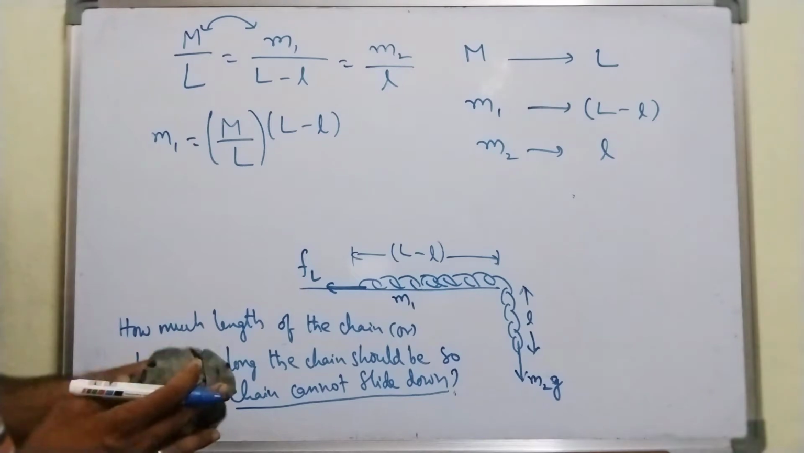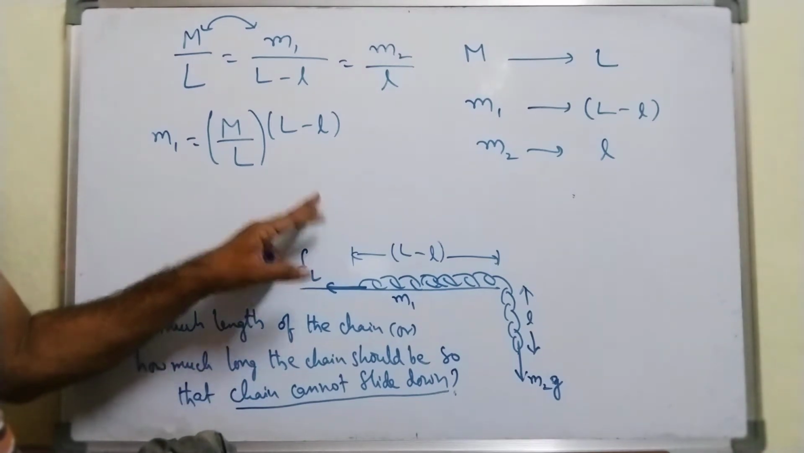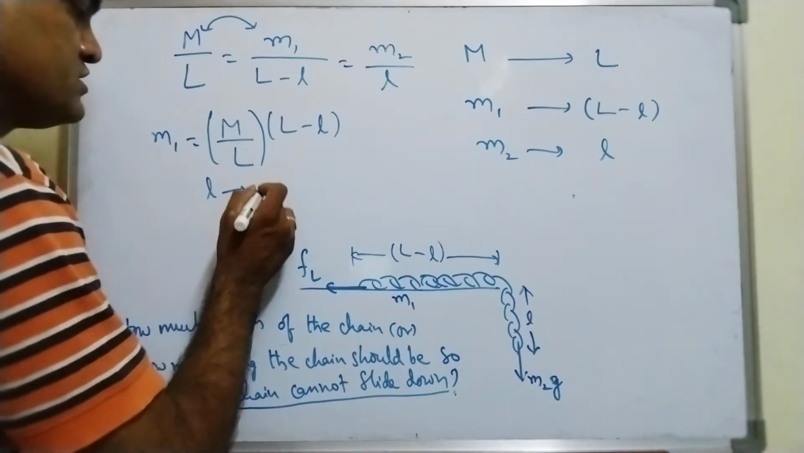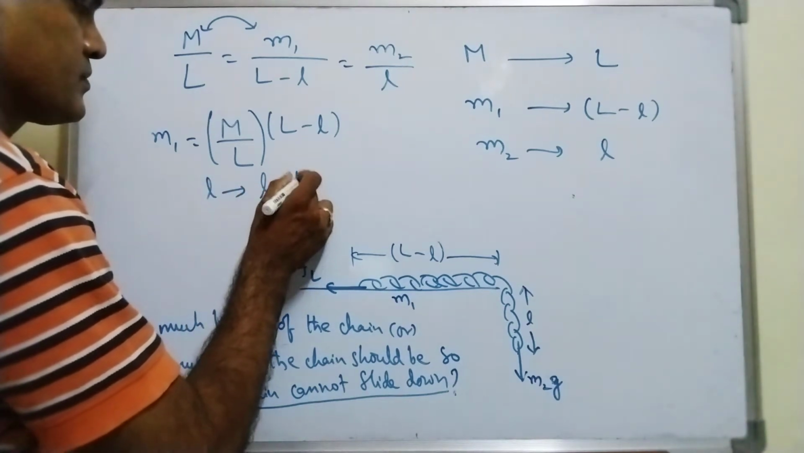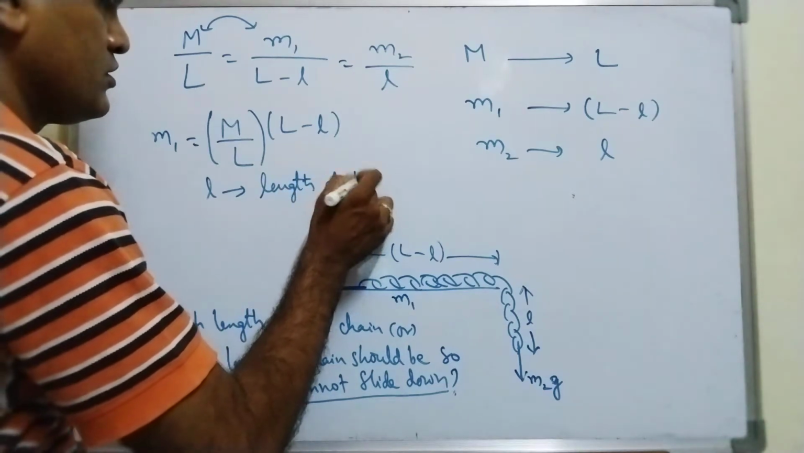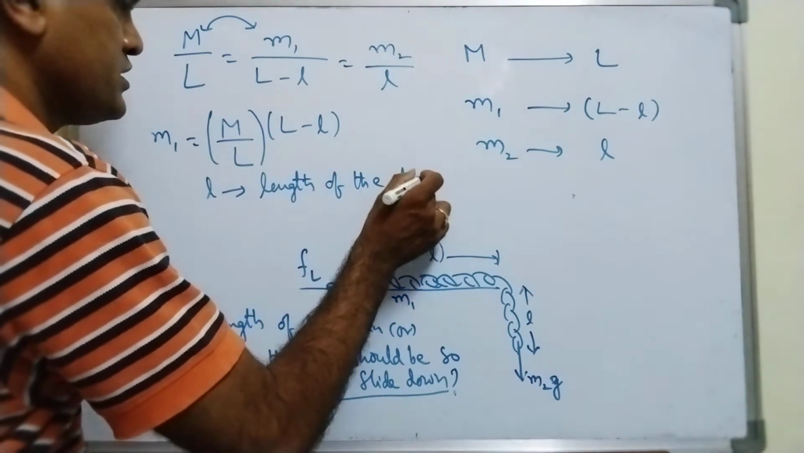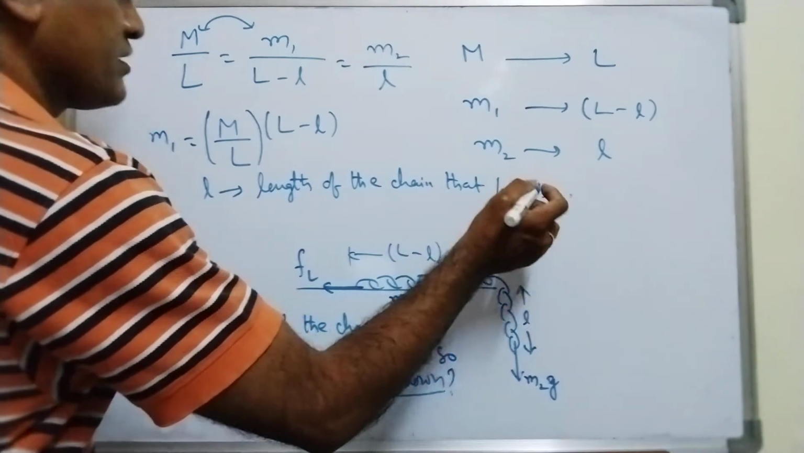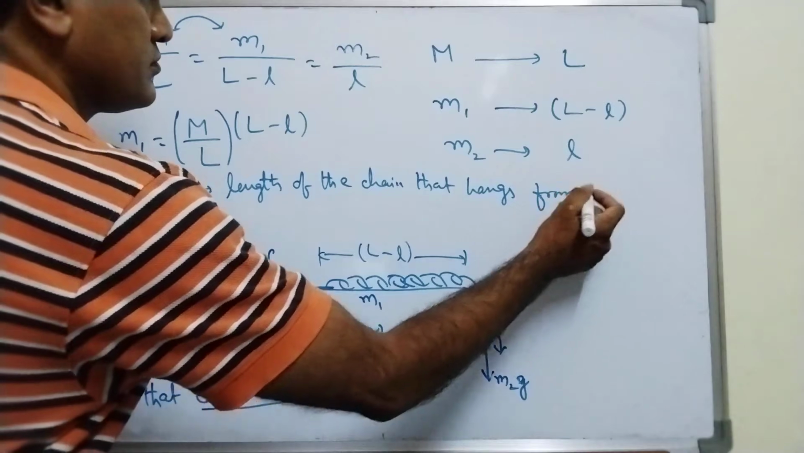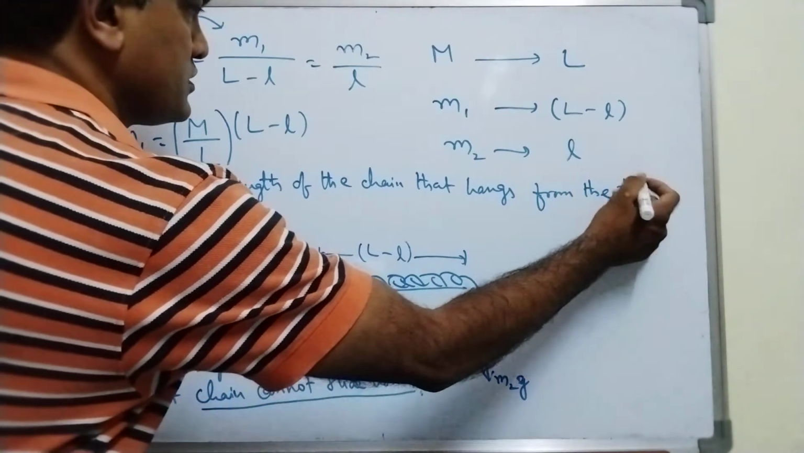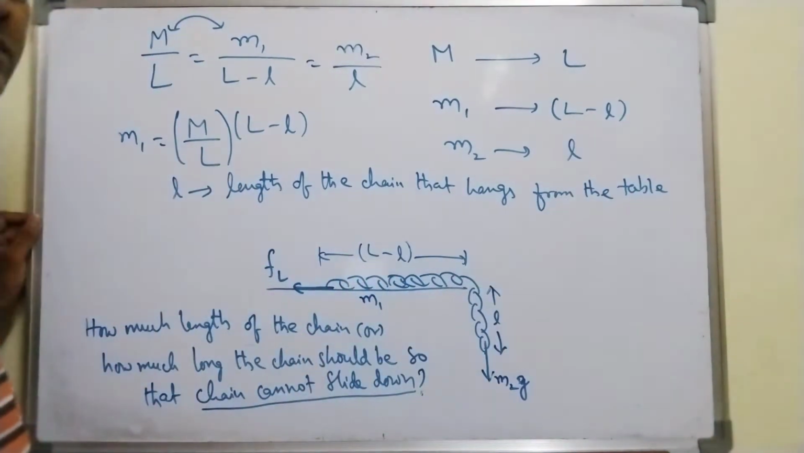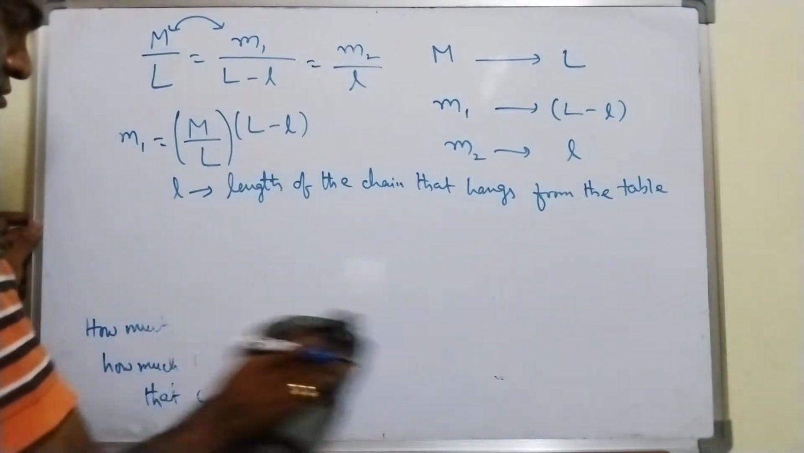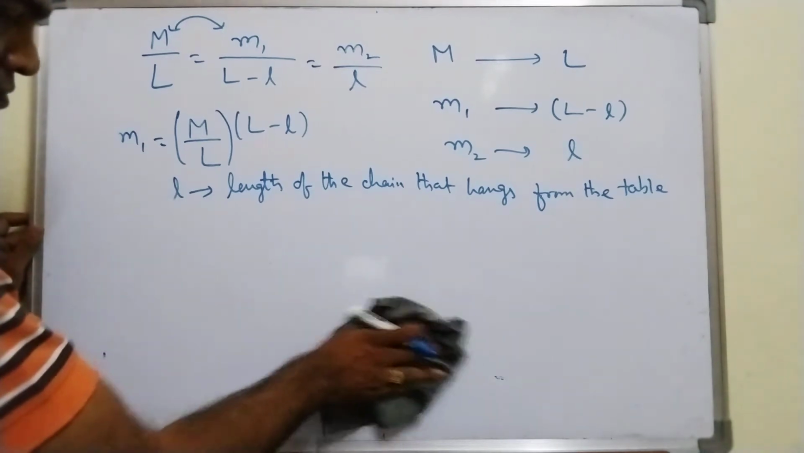Right? What is small l? Small l is the length of the chain that hangs from the table. Let me write small l also. What is small l? Small l is the length of the chain that hangs from the table.